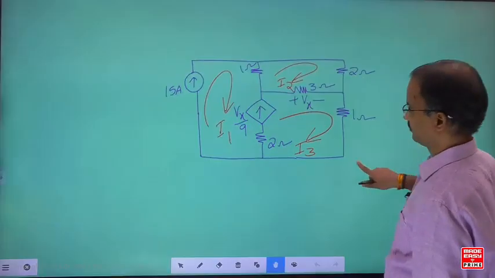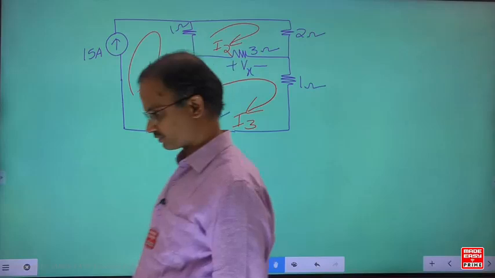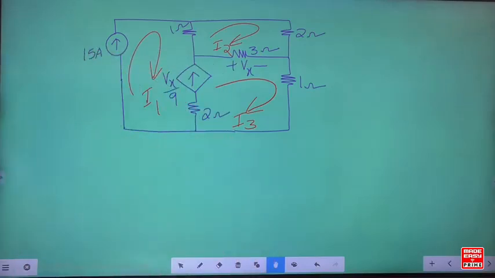That is one. Find the loop currents of the network shown.